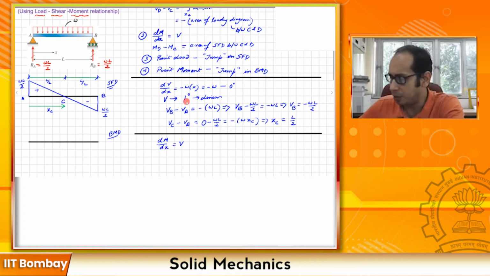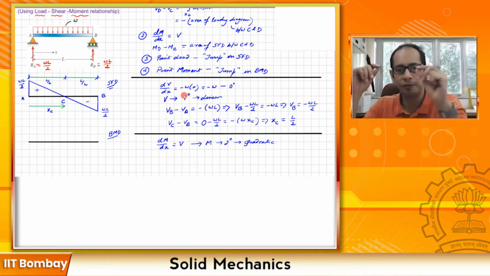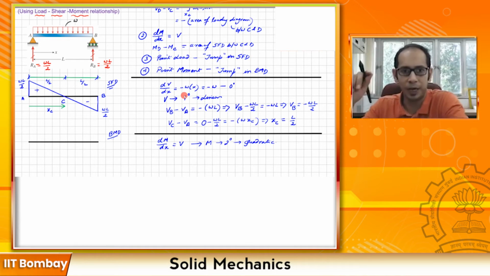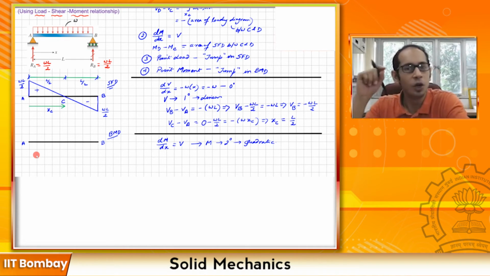And here I have already established that V is linear, a degree 1 polynomial, right? So that tells me that once you integrate this, your moment is going to be second degree, a quadratic. And also from our knowledge of having pins at the two ends and no externally applied moment, we know that the moment at the point A is going to be 0, the moment at the point B is going to be 0, and between A and B it has a quadratic variation, right?